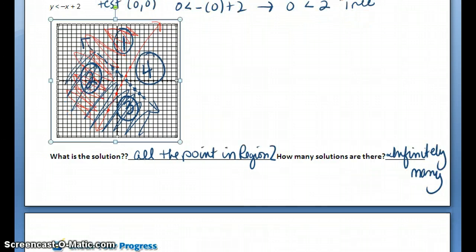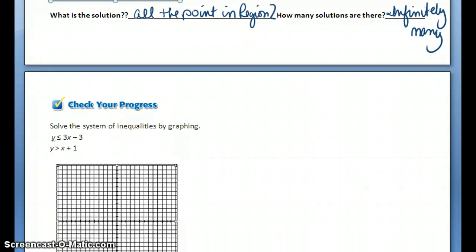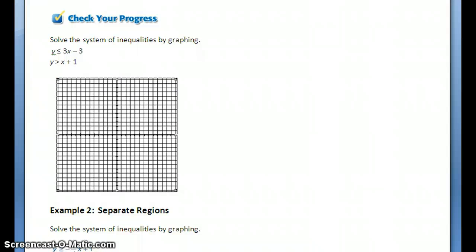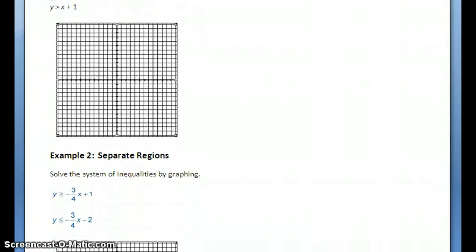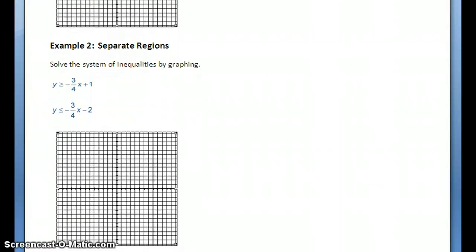Okay, so let's look at the next one. You want to check your progress on this one. So I want you to actually work this one before you come to class based on what we just did. And we'll look over that when we get back together in class tomorrow or this weekend or Monday or whatever. So do the check your progress one before you get to class, or at least attempt it.